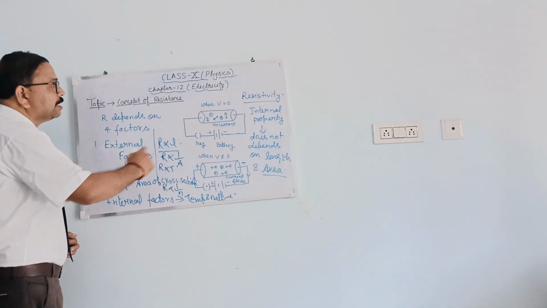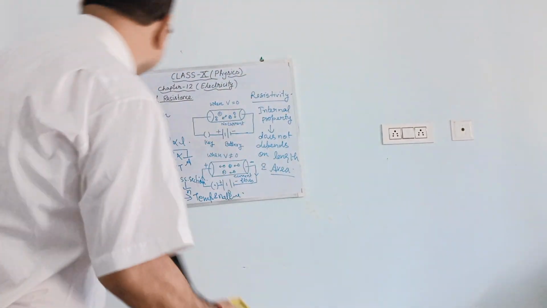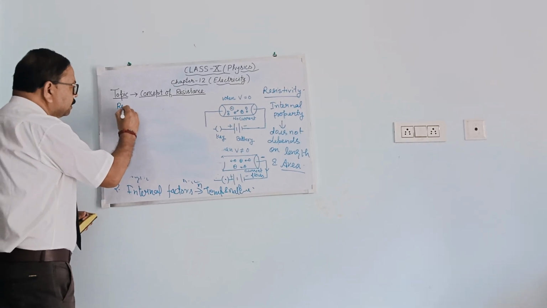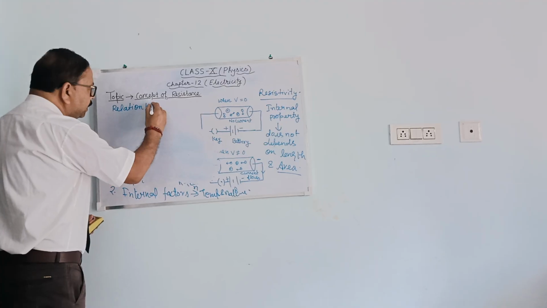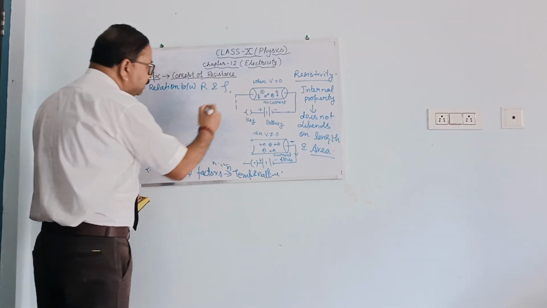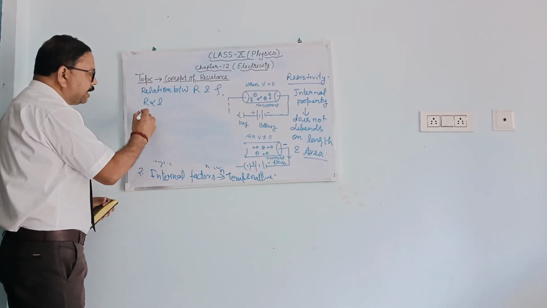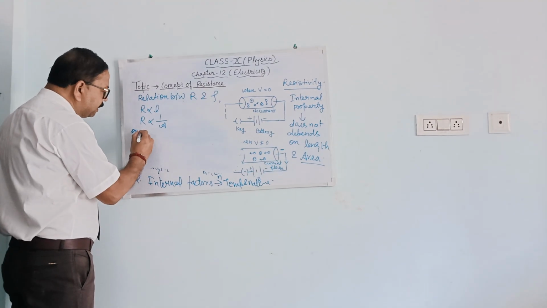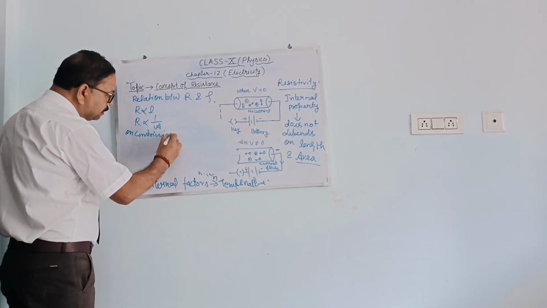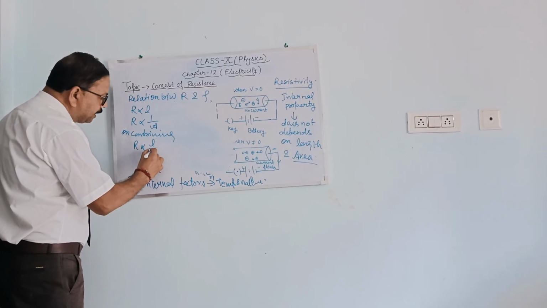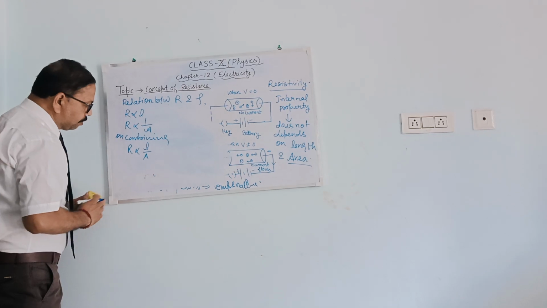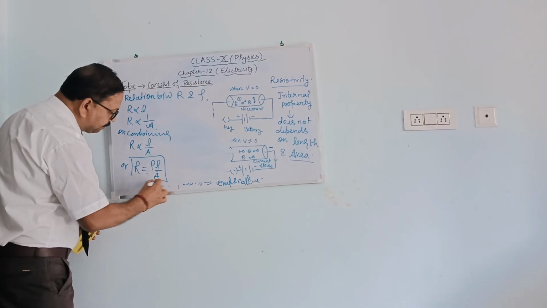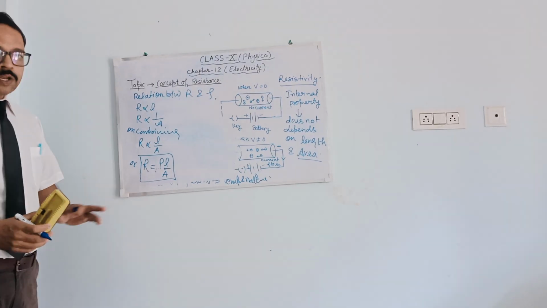Okay. And the relation between resistance and resistivity is, as you know, R is directly proportional to L. R is directly proportional to 1 upon A. On combining, R is directly proportional to L over A, or R is equal to rho L upon A. This is the relation between resistance and resistivity. Okay. By this formula, you can solve the numericals.